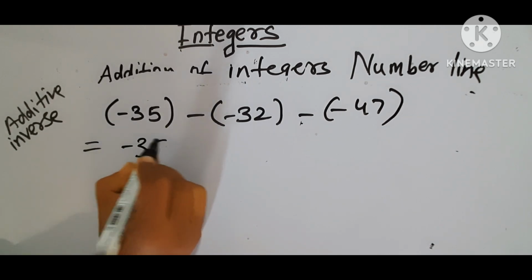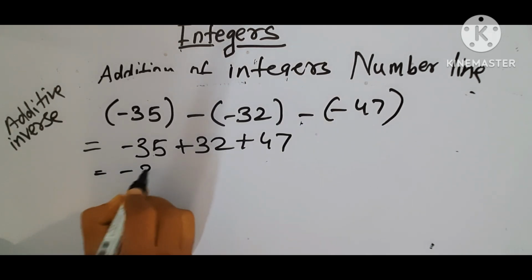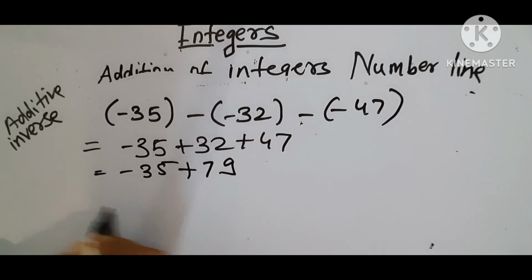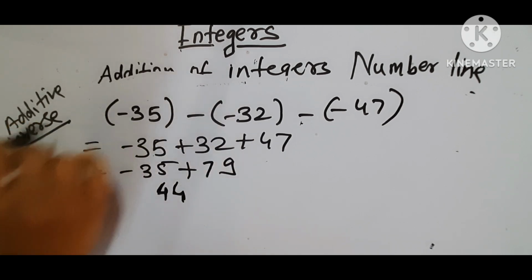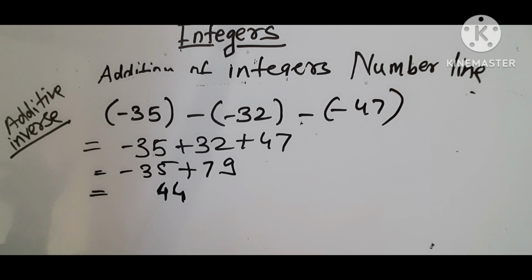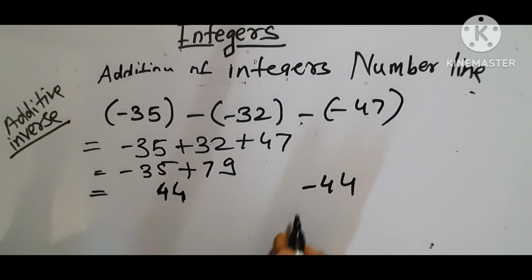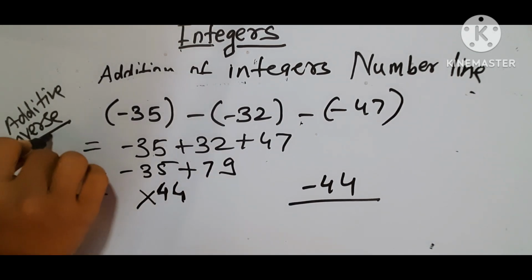Like what was our answer? If I solve it, plus 32 plus 47, that was minus 35 plus 79, and that was 44. Okay, we know 44 is the solution of this problem, but what have they asked? They have asked additive inverse. And what is additive inverse of 44? It is minus 44. So the answer of this problem is minus 44 and not 44, because we have to find out the additive inverse.